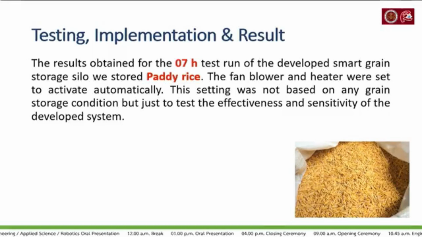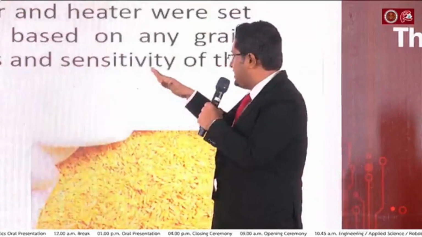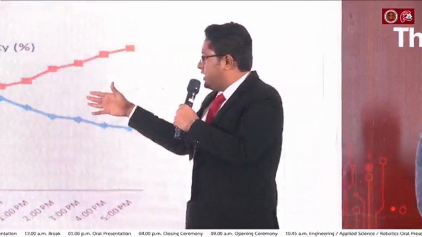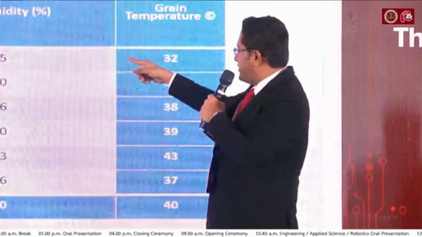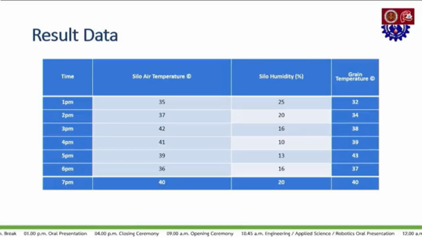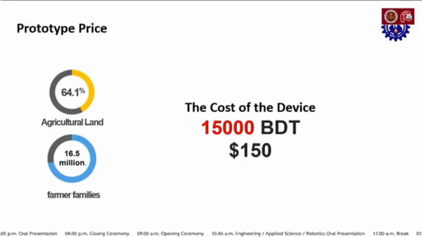For the testing implementation in our lab, this is a 7-hour test result for paddy rice. These settings were not based on any grain storage condition, just to test the effectiveness and sensitivity of the developed system. And this is our test data from our cloud. At 1 p.m., the silo temperature was 35 and the grain temperature was 32. The prototype price will be $150 for a full product.